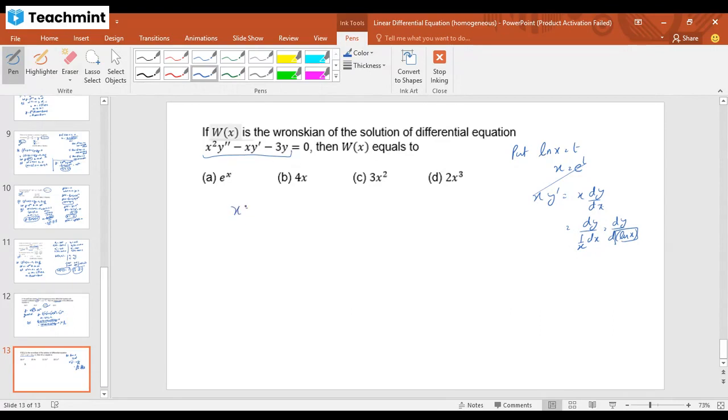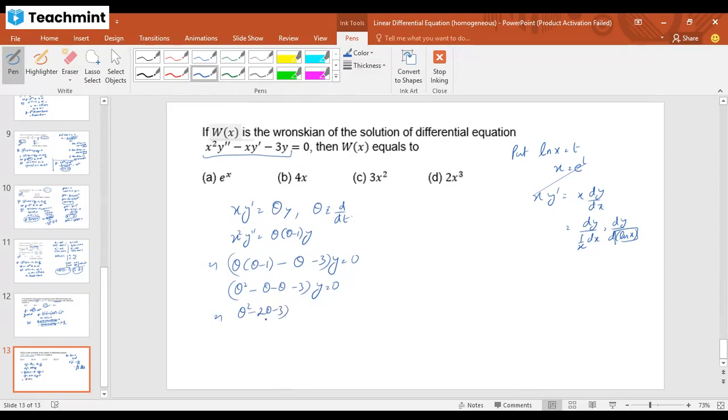In that case, x y dash is reduced to theta y, where theta stands for d by dt, and x square y double dash is replaced with theta into theta minus 1 into y, right? If we use this, then your differential equation reduces to theta into theta minus 1 minus theta minus 3 into y equal to 0. That is theta square minus 2 theta minus 3 into y equal to 0.